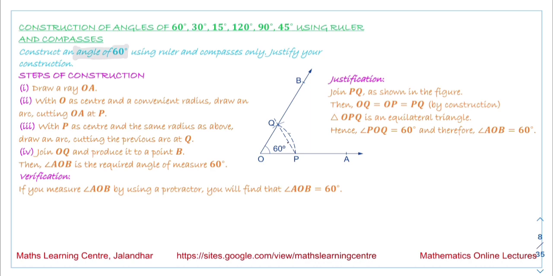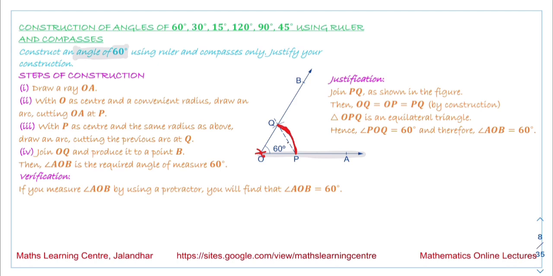So the steps of construction are, we are drawing the ray OA over here. This is the ray OA we have drawn. Then with center at O, we have marked an arc, QP over here. We have kept the compass at O, we have opened the compass and we have marked this arc PQ.